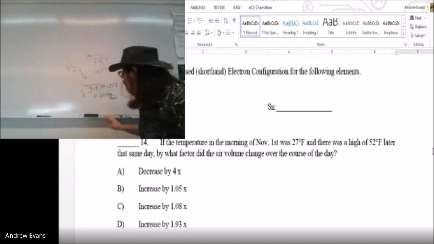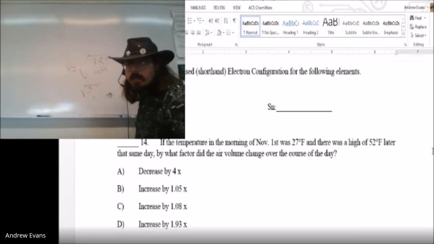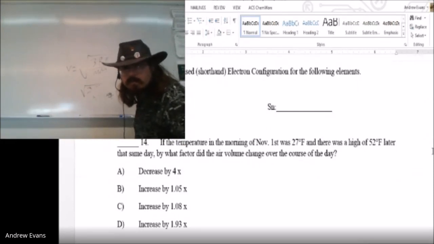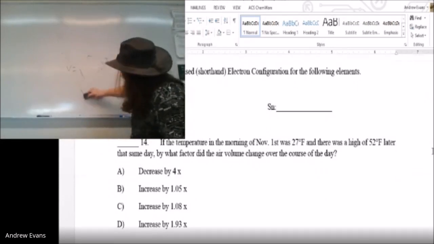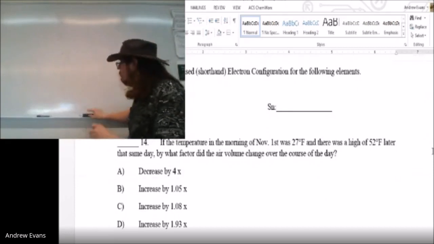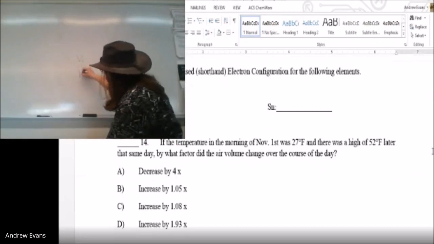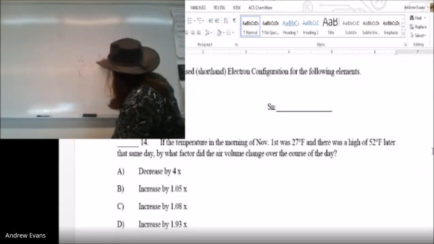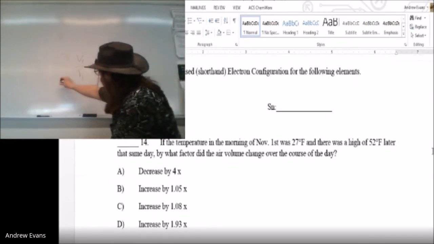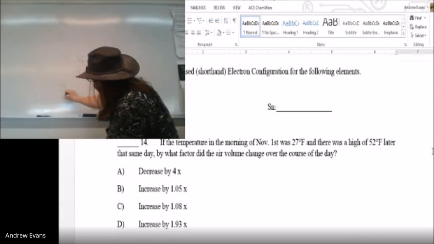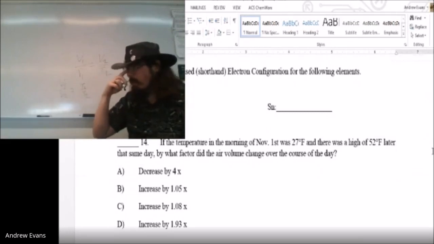14. If the temperature on the morning of November 1st was 27 degrees Fahrenheit, and there was a high of 50 degrees Fahrenheit later the same day, by what percent did the air volume change over the course of the day? This one, once again, is much harder than I would expect. V1 over T1 equals V2 over T2. So we're rearranging that to be V1 over V2 equals T1 over T2. But we have to do this in Kelvin.